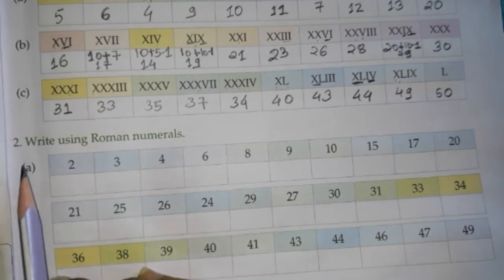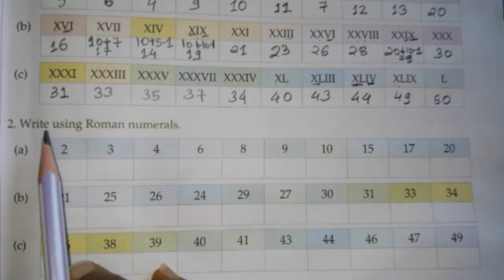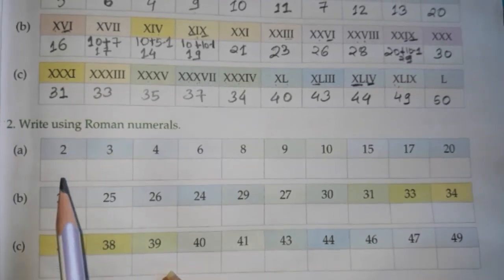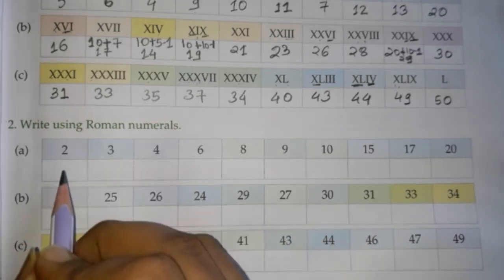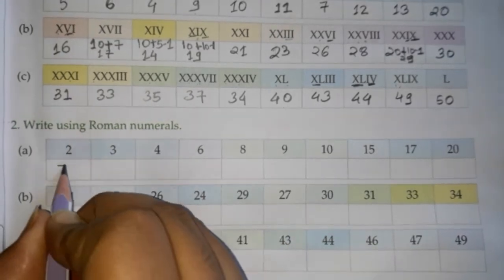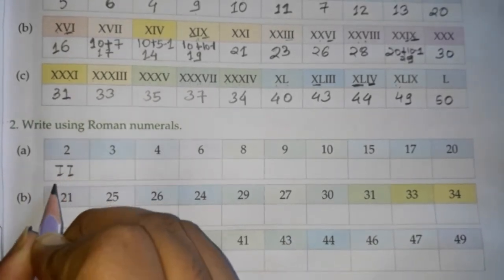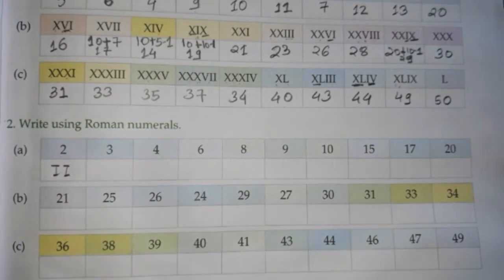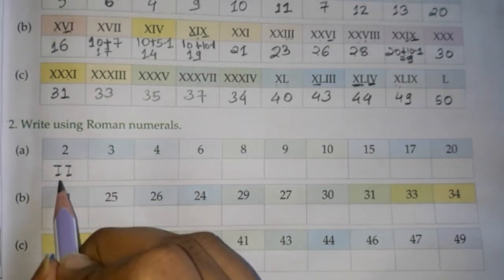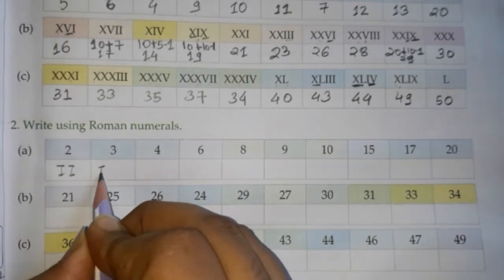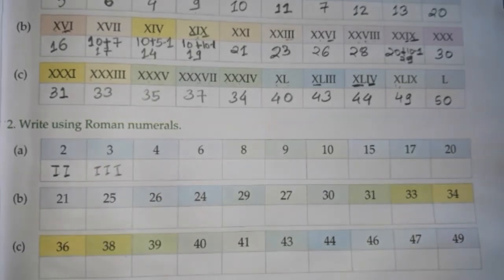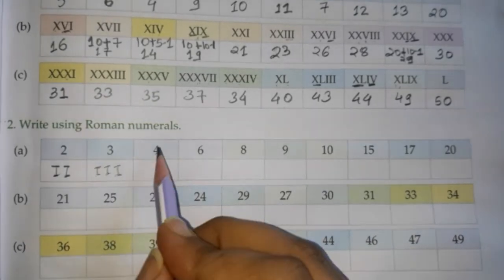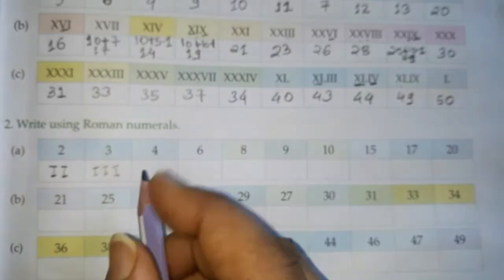Next question, question number 2, we have to write using Roman numerals. We have to convert the Hindu-Arabic numerals into Roman numerals. This 2 can be written as I plus I. I can be repeated up to 3 times, we already know. I plus I is 2. 3 means I plus I plus I. I can be repeated.